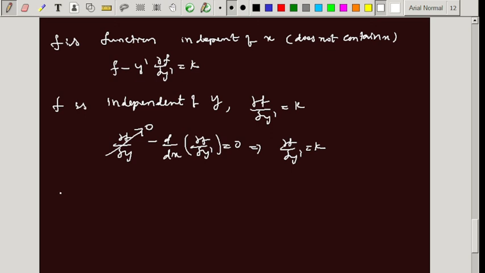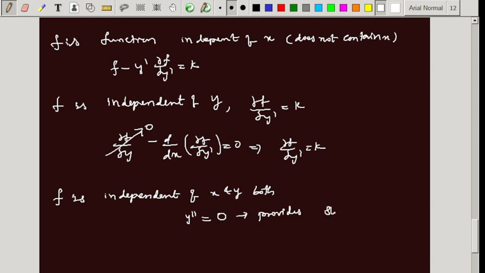So another one, suppose f is independent of x and y both. So there is no x and y. Then straight away we can write that y double dash is equal to 0. It provides a straight line. So remember, it provides a straight line.